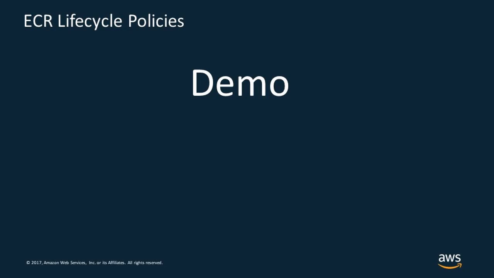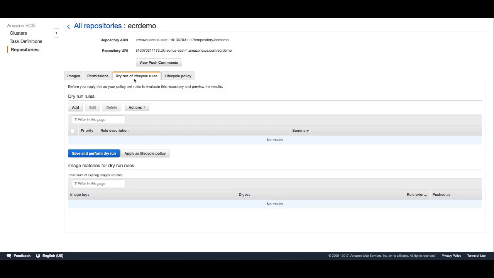Finally, for our final demo, we're going to cover the Amazon ECR Lifecycle Policies. And so we're on the dry run of Lifecycle Policies rules page, the tab. And we want to generally, as best practice, create our policies as dry runs first, so we can see how they affect and what happens. And so this is an exciting feature. It was really announced less than a month ago.